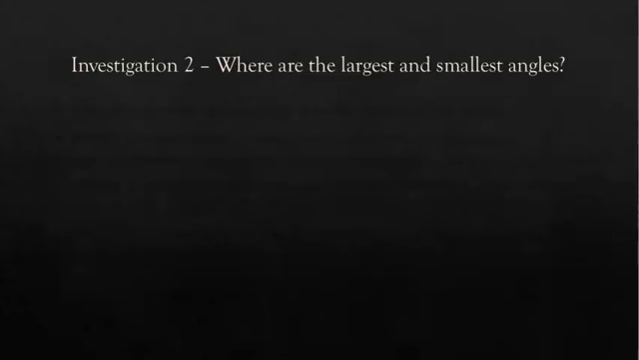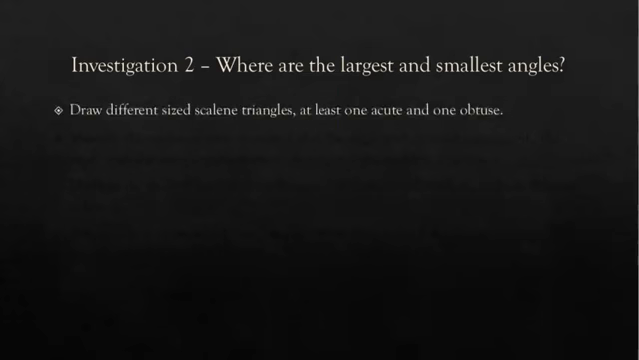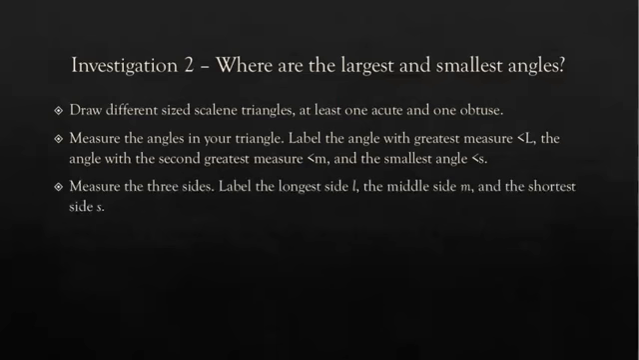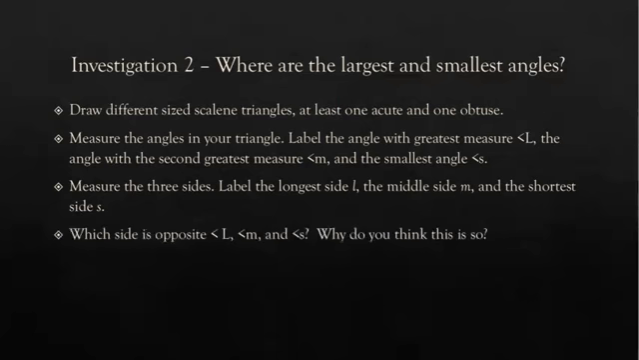Our investigation 2: where are the largest and smallest angles? So draw some different size scalene triangles, at least one acute and one obtuse. And then use your protractor and your ruler to label the angles. The biggest angle as angle L, the second greatest as angle M for the middle one, and then angle S for the smallest one. Then measure the three sides, label the longest side L, the middle side M, and the shortest side S. Which side is opposite of the angles? And why do you think that's so?